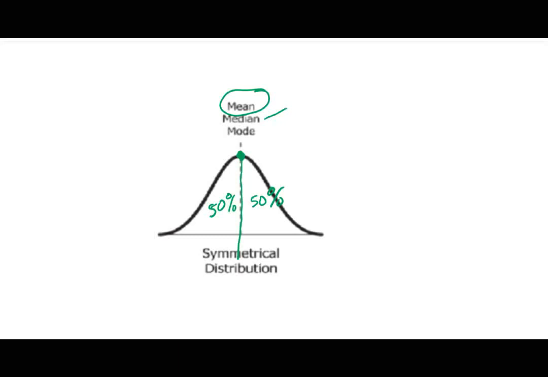So let's review that. Mode, most common. Median, the one exactly in the middle. The mean, the arithmetic average. And all of those values are exactly at the same location when my distribution is symmetric.